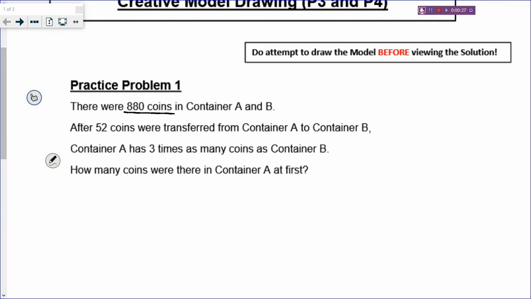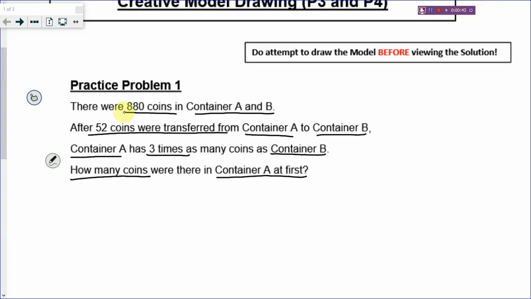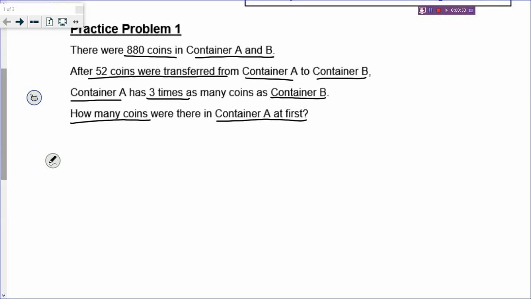Now, there were 880 coins in A and B, right? After 32 coins were transferred from container A to container B, container A has 3 times as many coins as container B. So how many coins were there in container A at first? So this is a before and after question. When you go to P5 and P6, you will have before and after problems as well. So what is unchanged? In this question, when there's a transfer, the total is always unchanged. So just remember, when there's a transfer, the total will be the same.